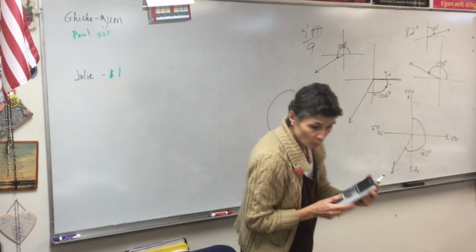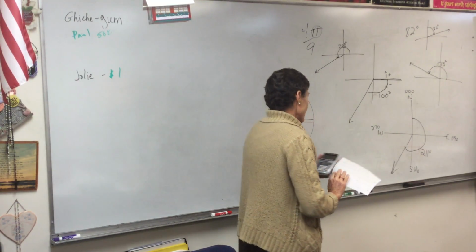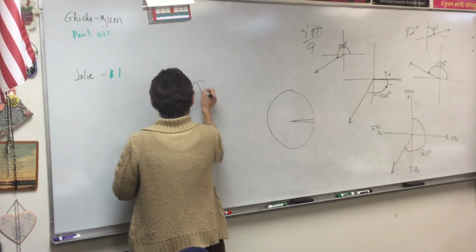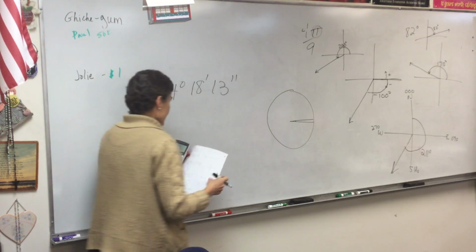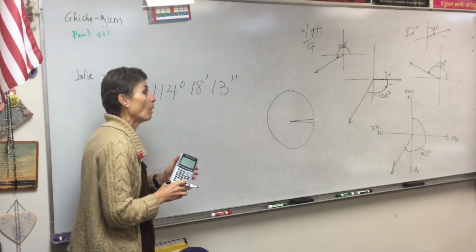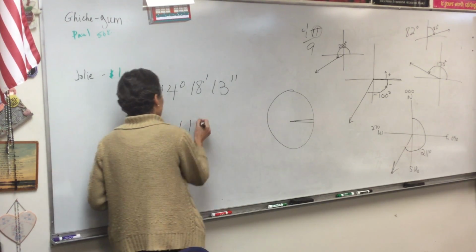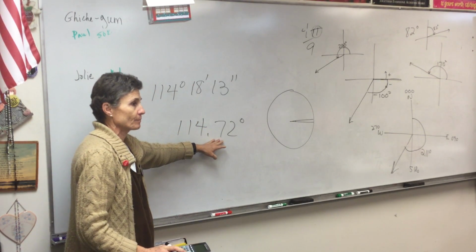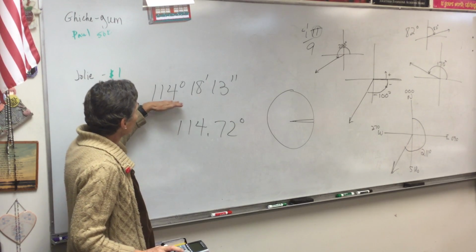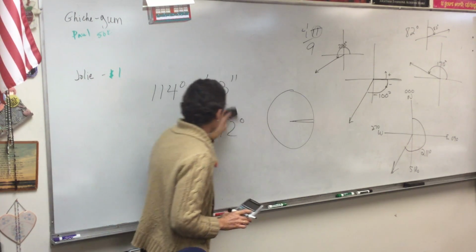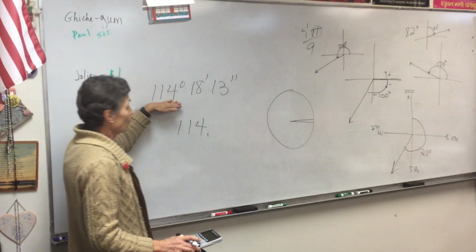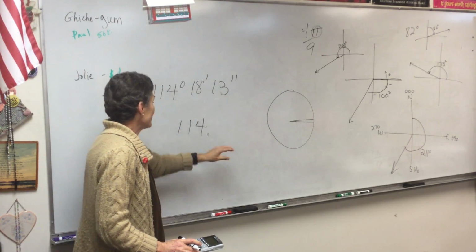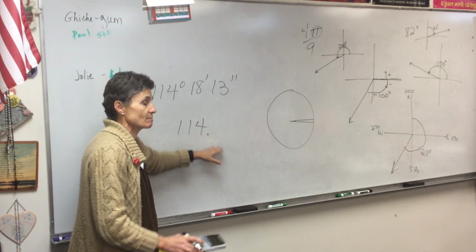So let's look at the top quiz, number 4. It says change 114 degrees, 18 minutes, and 13 seconds into decimal degrees. Now, what we mean by decimal degrees is 114.72 degrees. That's called decimal degrees. So we want to know if we have 114 degrees, this is not going to be the right number. If we say 114 degrees, 18 minutes and 13 seconds, what is that in terms of a single decimal?